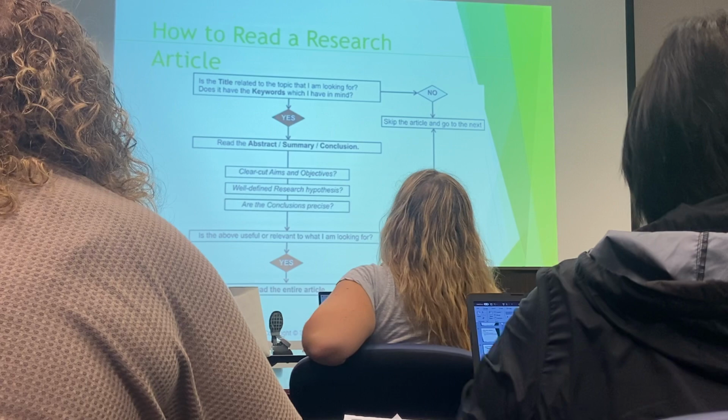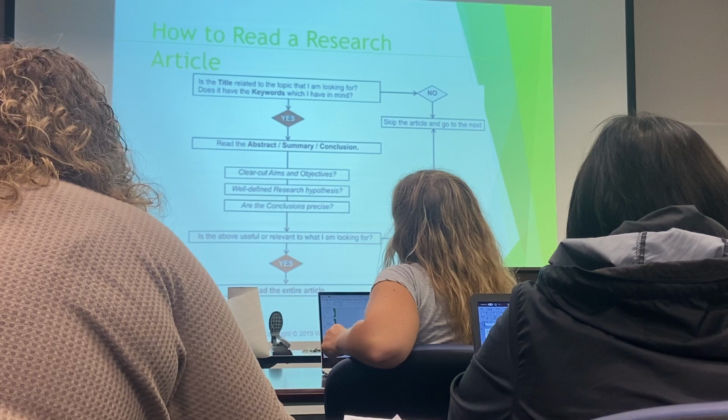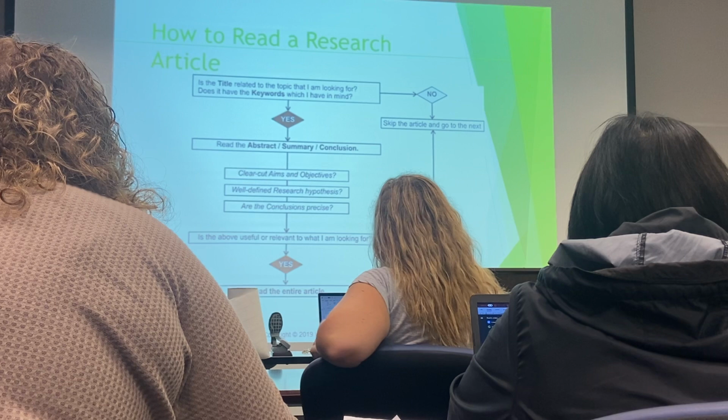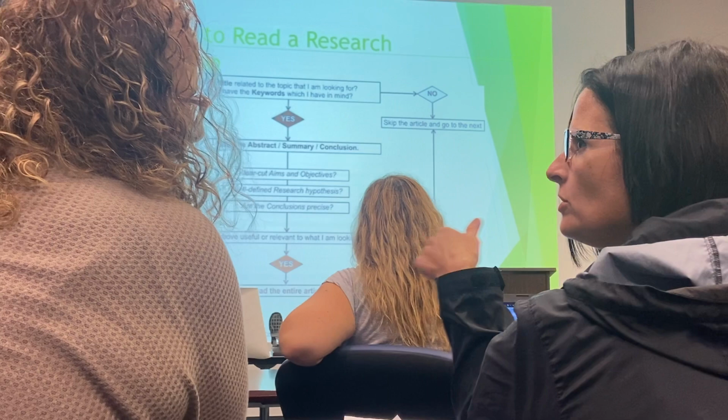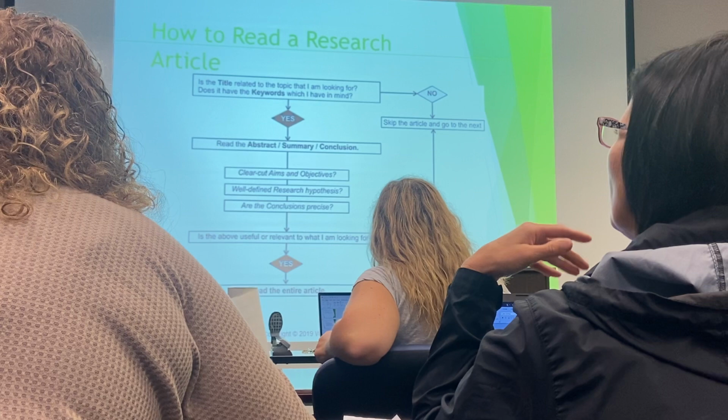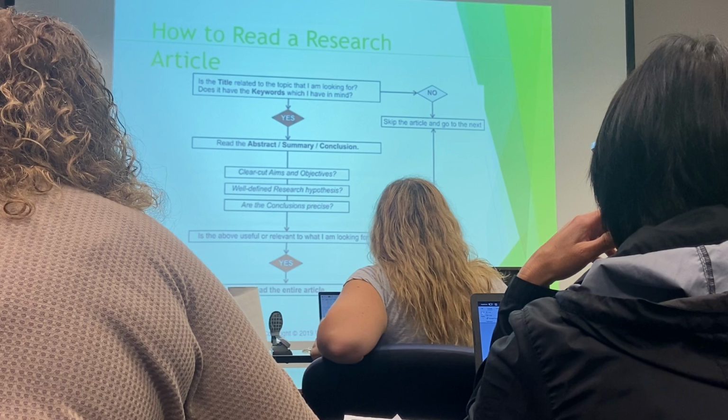Okay, so yes, it's got the keywords. Yes, the title is appropriate. I'm going to read the abstract, the summary, and the conclusion. Does it have clear objectives? Does it have a well-defined research hypothesis? And are the conclusions precise, or did they just say, well, maybe we should do this, and maybe that? If it's like that, you don't want that article. That's not specific or precise enough.